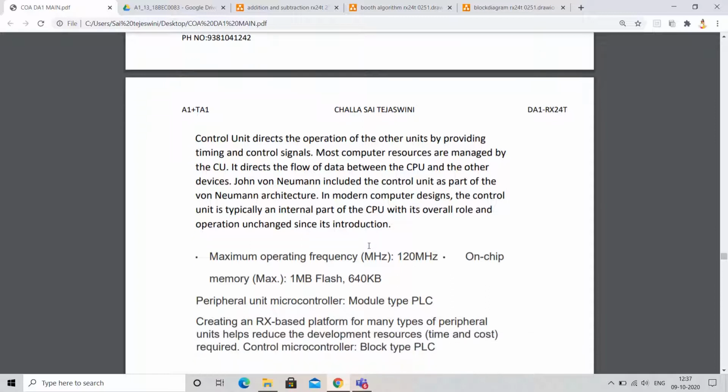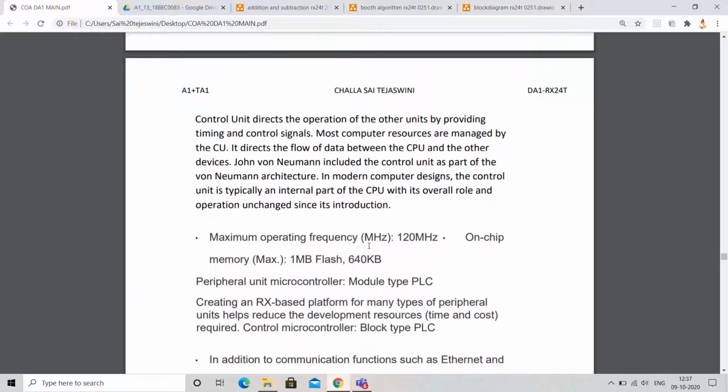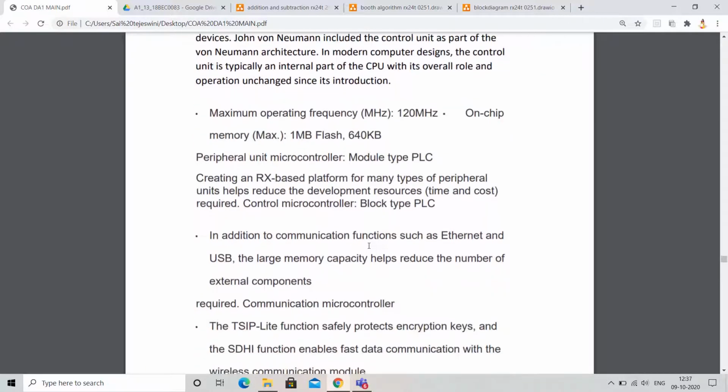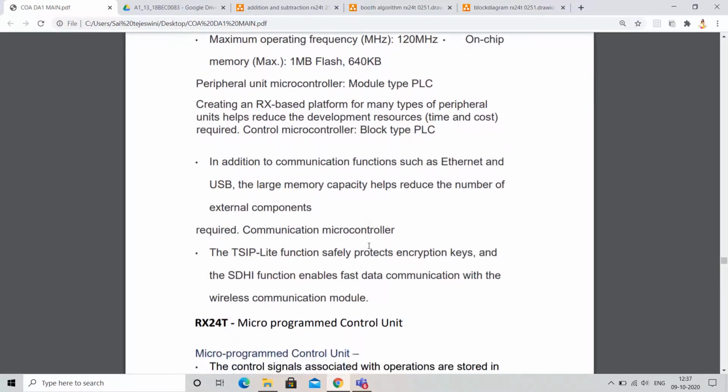Coming to the maximum operating frequency, it is 120 MHz, and the on-chip memory is 1 MB flash and 640 kilobytes. These are some data related to the control logic unit.